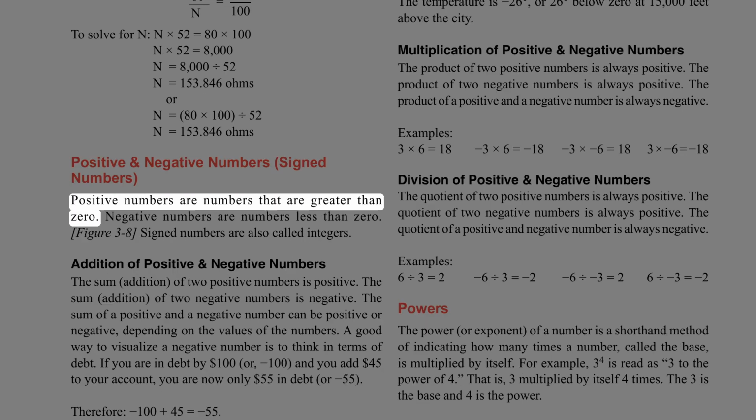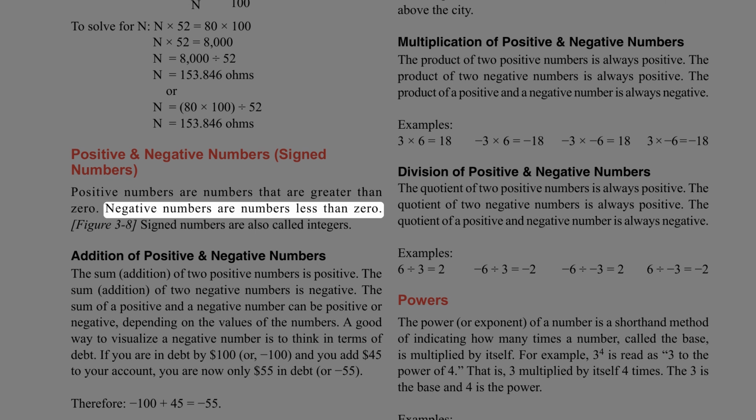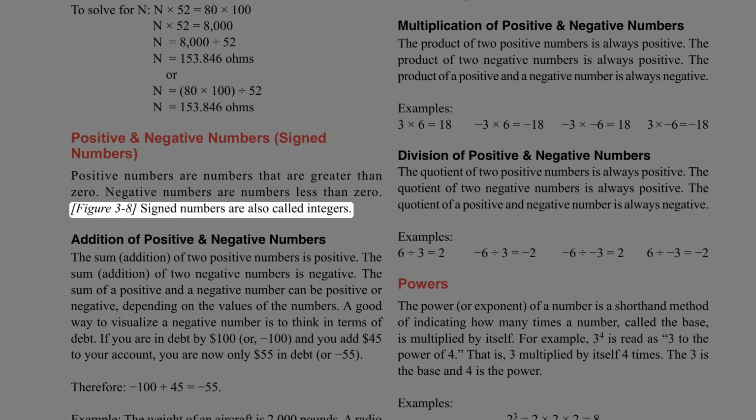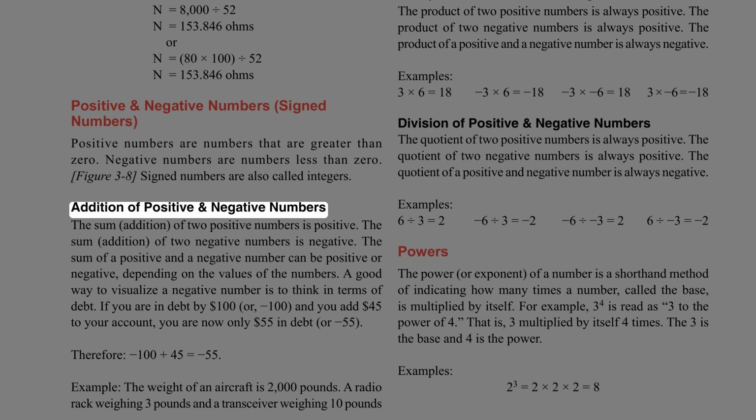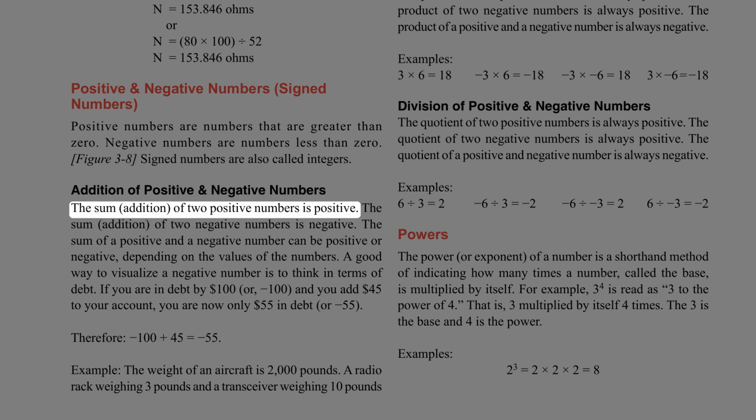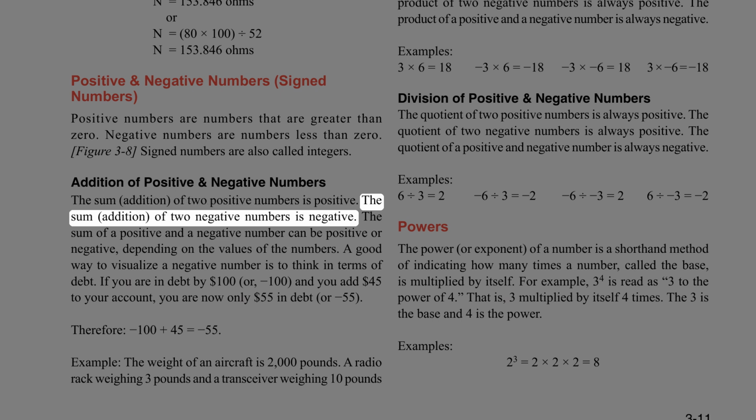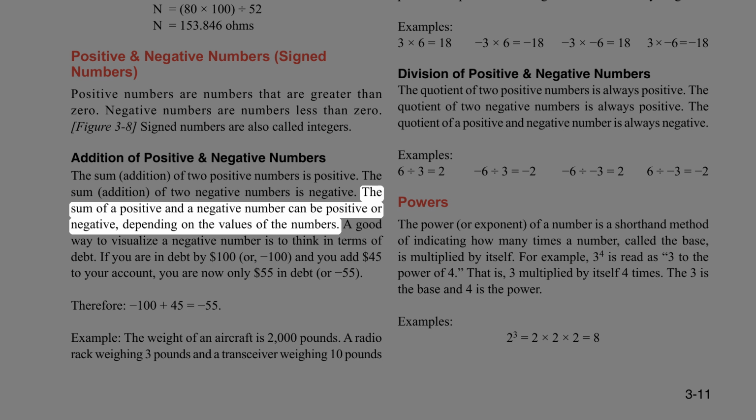Positive and negative numbers, signed numbers. Positive numbers are numbers that are greater than 0. Negative numbers are numbers less than 0. Figure 3-8, signed numbers are also called integers. Addition of positive and negative numbers. The sum, addition, of two positive numbers is positive. The sum, addition, of two negative numbers is negative. The sum of a positive and a negative number can be positive or negative, depending on the values of the numbers.